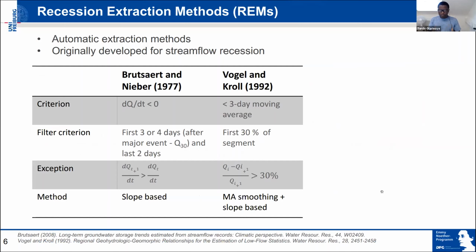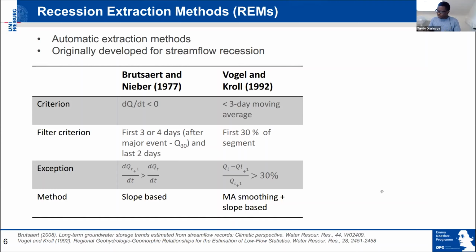So the Brutsaert method, both methods were developed for stream flow recession analysis. And what the first method does, the Brutsaert method, is that they only select the declining parts of the hydrograph. That means it's slope-based. And then they remove some parts of the hydrograph of the recession segment.